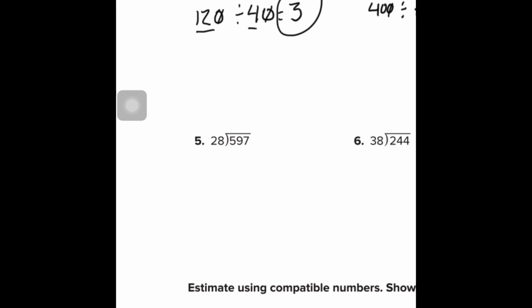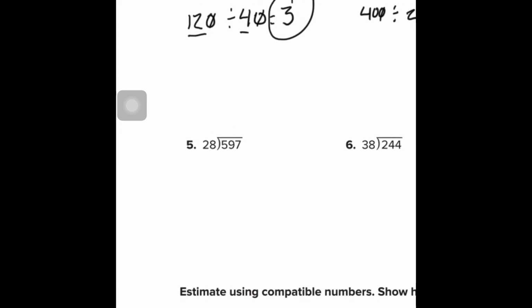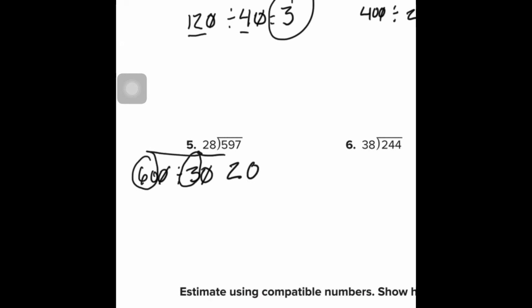Number 5. Okay, now this is just bracketed up, but it's the same idea. First thing you do is you round that divisor. Is 28 closer to 20 or to 30? You're right. Now 597, something that's compatible with 3. Well, I know that if I round it up to 600, the 6 and the 3 are compatible. I can cross off a 0. 60 divided by 3. Well, I know 6 divided by 3 is 2. Bring over the 0. I have 20 divided by 3. There's my answer.